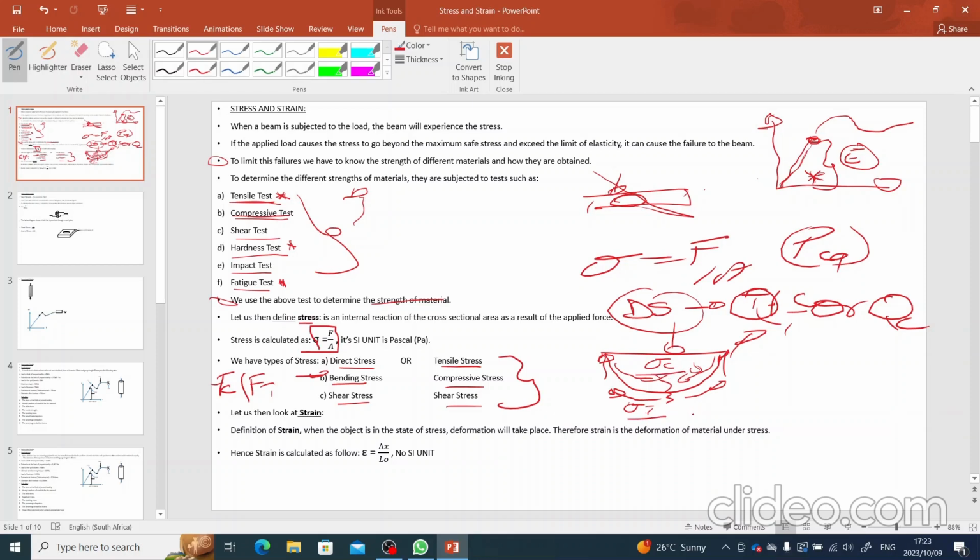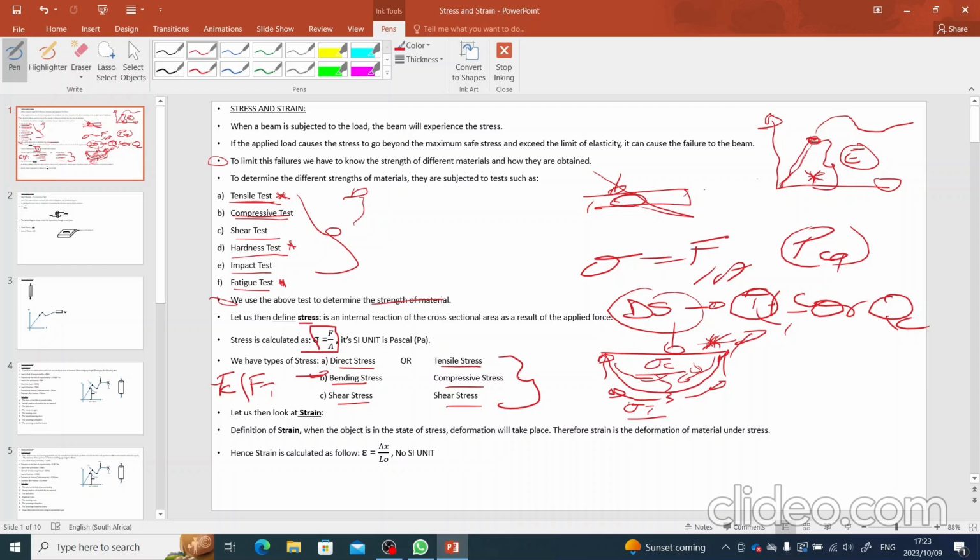That is why, when you are doing simple bending of beams, you will be asked to draw the bending stress graph. You will draw this bending stress graph from this description that I gave you here. Okay, but we'll deal with that later on. Then we have the shear stress. Now you need to know these types of stresses that we have. It is a possible exam question.